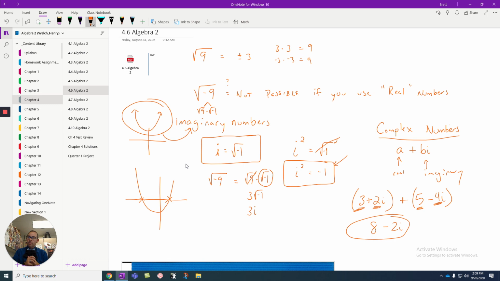This idea of imaginary numbers is going to broaden and make possible finding solutions for things that otherwise seem imaginary and seem impossible to find.